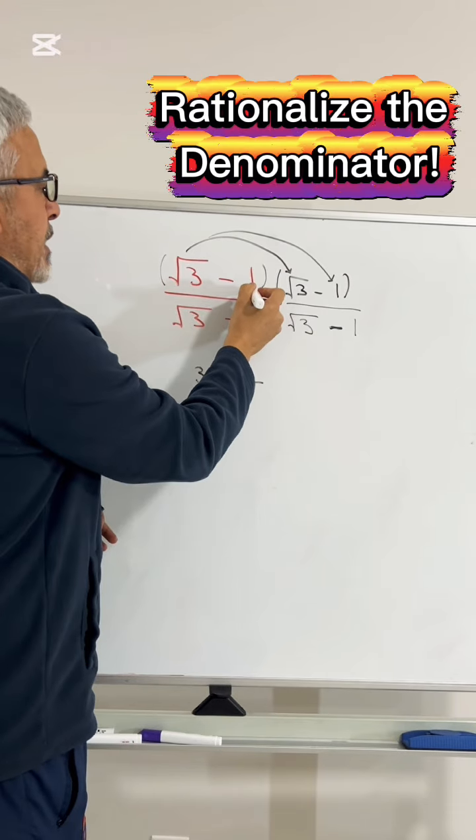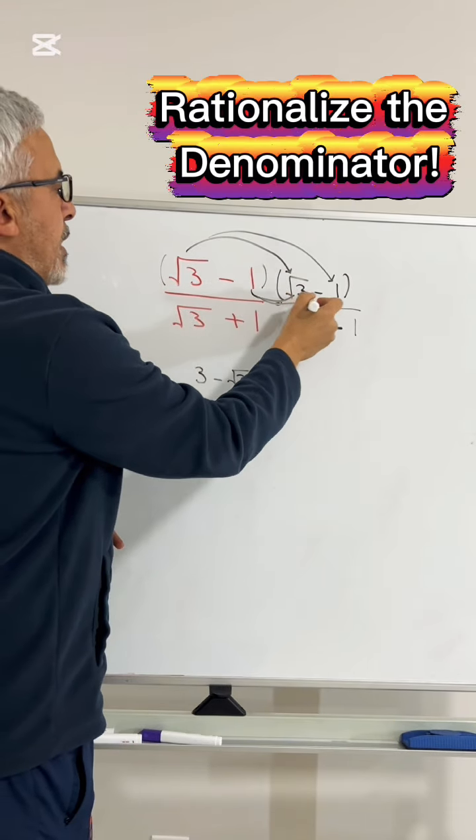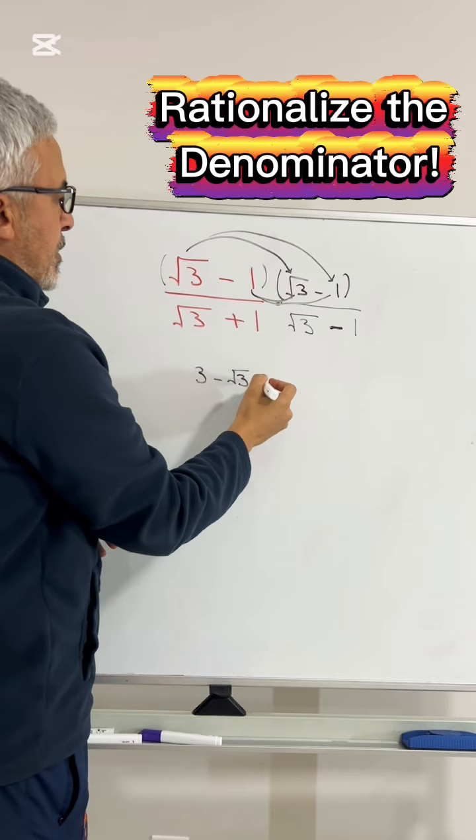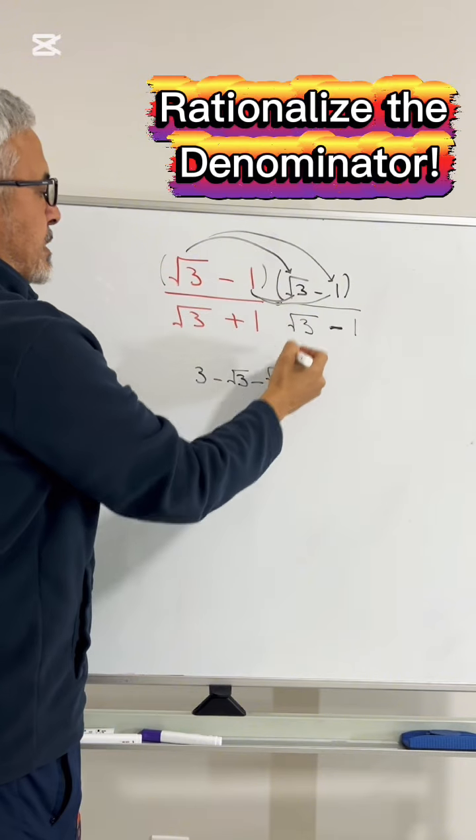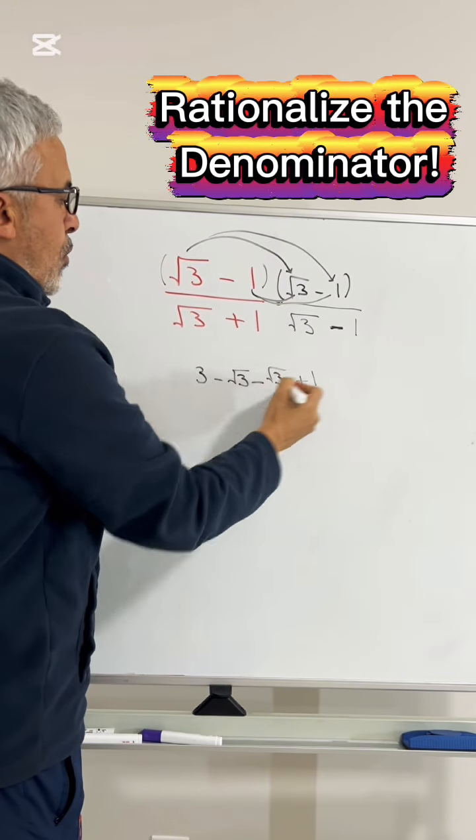And we do the same thing with the negative 1 here, multiply it into here and into there. So negative 1 times root 3 is going to be negative root 3 again. And negative 1 times negative 1, just plus 1.